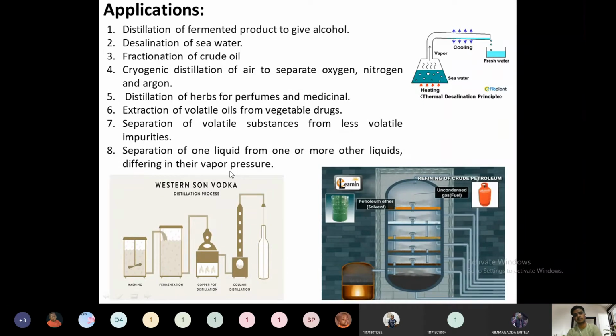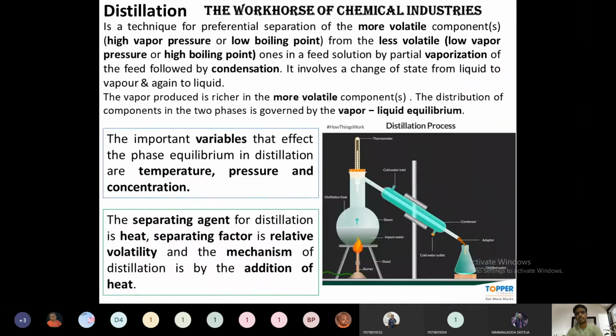Everywhere the distillation will find an application. That's why distillation is known as the workhorse of the chemical industry. In every chemical industry, distillation is the main part. That's why distillation is known as the workhorse of chemical industries.